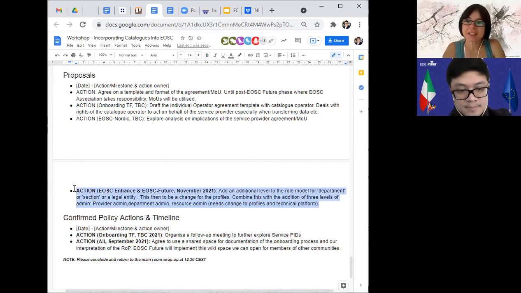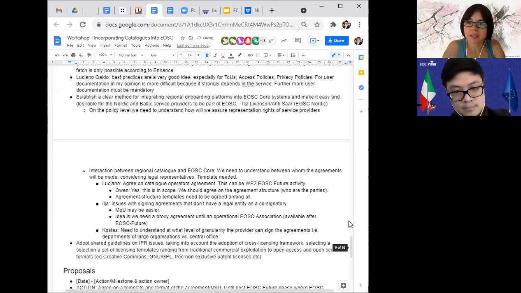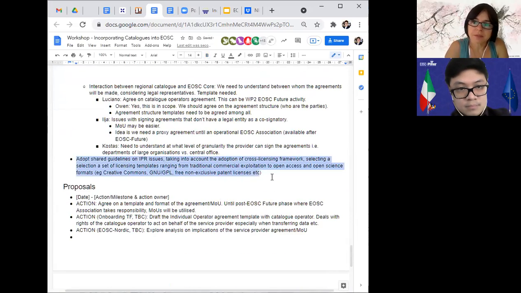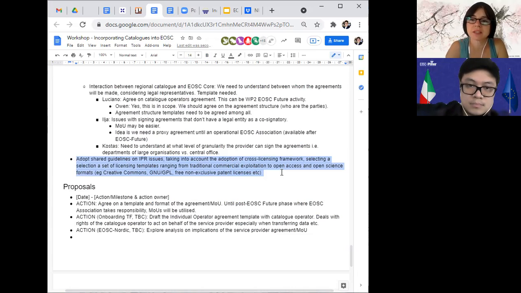So another point I'd like to pick from the chat is the one that my colleague Sarah Di Giorgio made a few minutes ago, which is: adopt shared guidelines on IPR issues, taking into account the adoption of a cross-licensing framework, and selection of a set of license templates, ranging from traditional commercial exploitation to open access and open science formats, for example Creative Commons, GNU GPL, free and non-exclusive patent licenses.